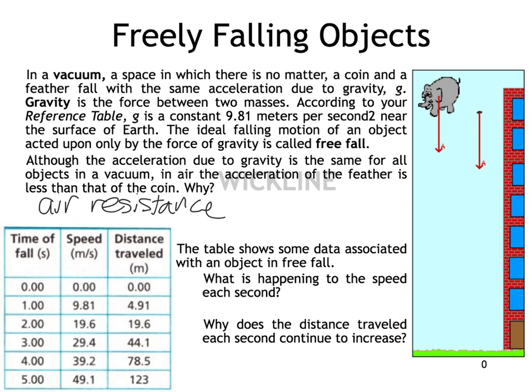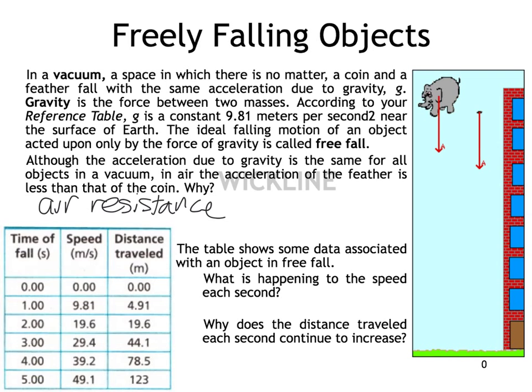So one thing that a lot of people notice is that it seems like every second is giving you an extra 9.81 for the speed, meaning you're starting at 0 and then you have 9.81, and then if you add another 9.81, you get 19.6. If you add 9.81 again, you get 29.4. If you add 9.81 again, you'll get 39.2, and if you add 9.81 again, you'll get 49.1.